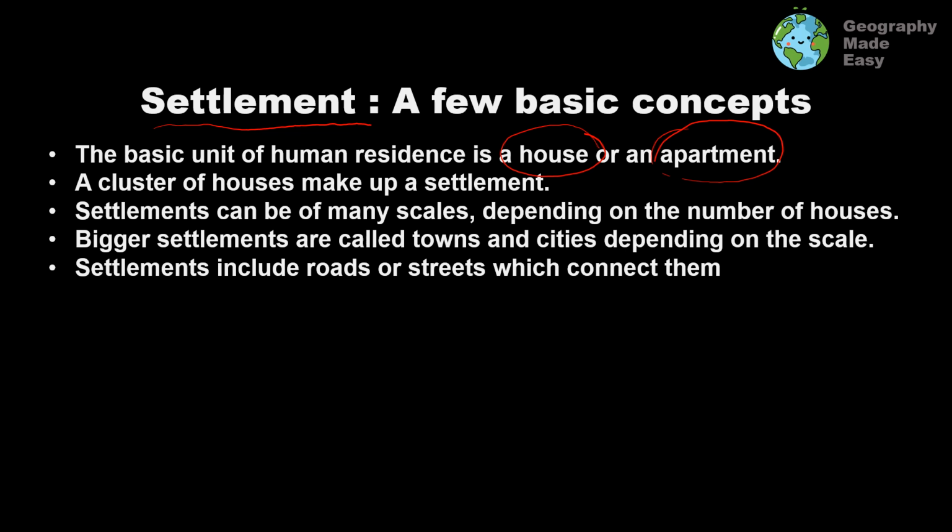Hence, settlements, as I have already mentioned, can be of many scales. They can be very large or they can be small. And in this case, we are not just talking about individual settlements, but a cluster of settlements depending on how many houses we have. So we can have one house or we can have a cluster of 10 houses, 20 houses, a few thousand houses. Both will be called a settlement.